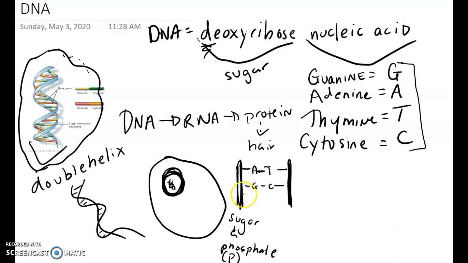Okay? And vice versa. So if this was a C here, what letter would be complementary to the C? G. If there was a T here, what letter would be complementary to the T? You guessed it, A, with the hydrogen bond connecting them. All right? So these bases form of how we're going to look.